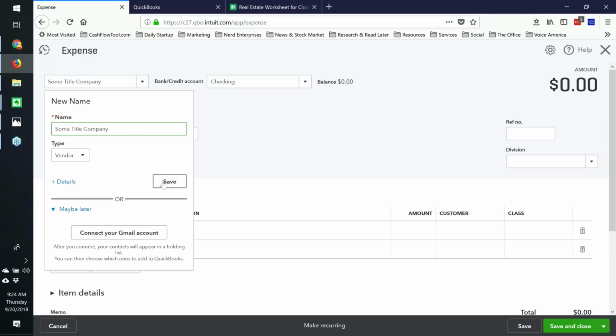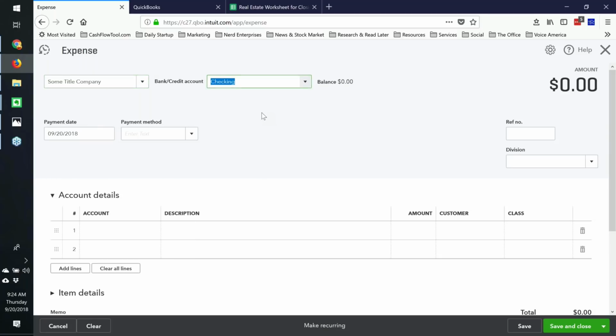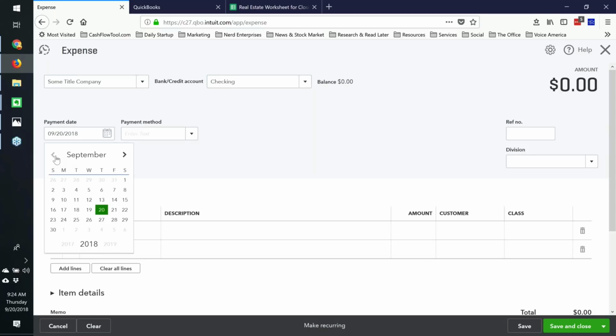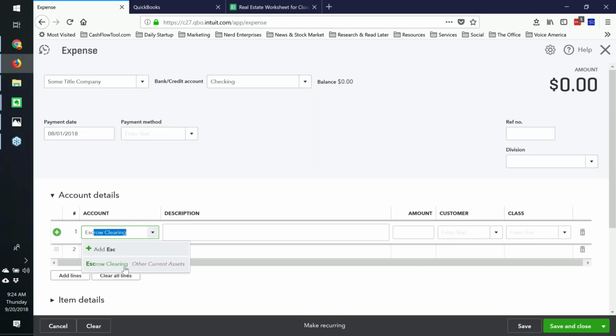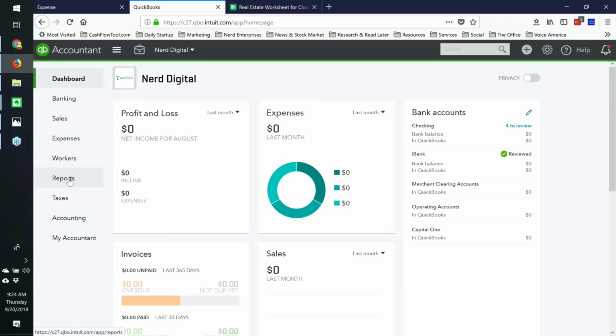All right, and I'm going to set up the title company as a vendor. Essentially, that's what they are, right? It's coming out of the checking account. And let's just back this up and say, back in August, he wrote the check on August 1st. This goes into that escrow clearing account that we created, right? And before I save this, let me just go to the balance sheet.